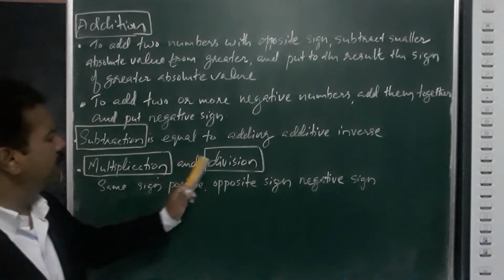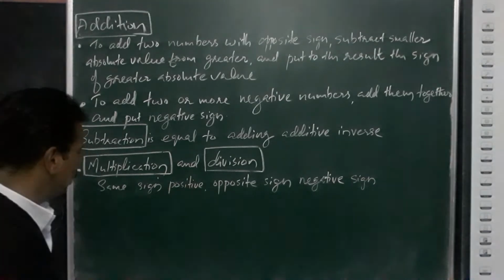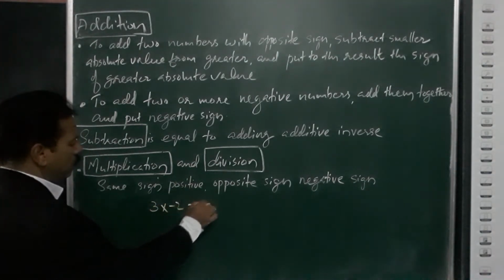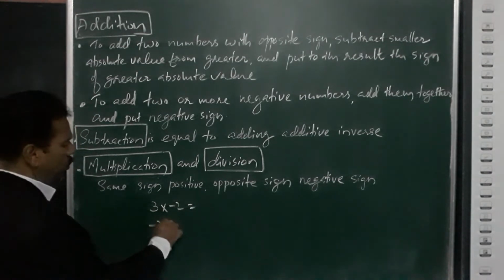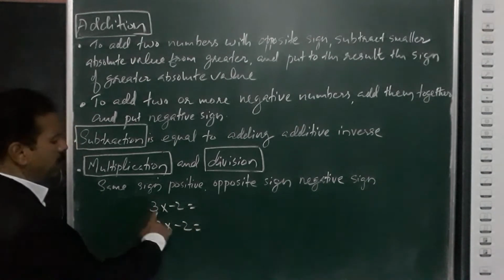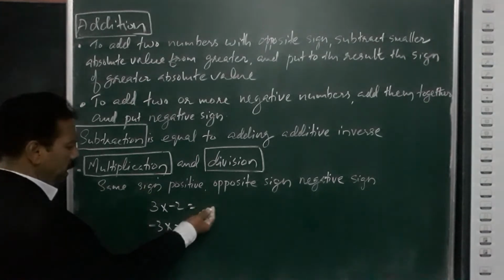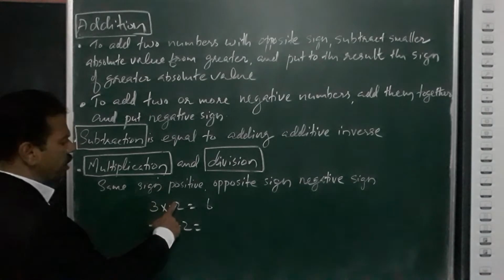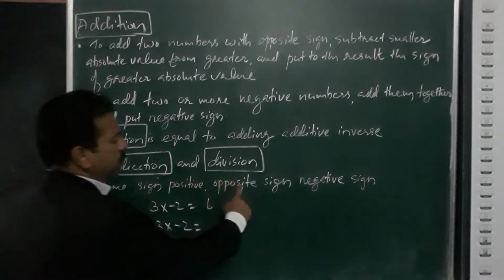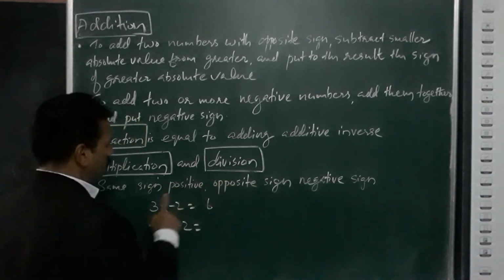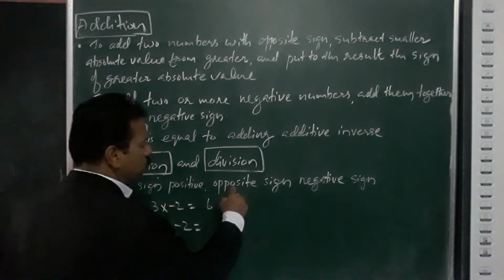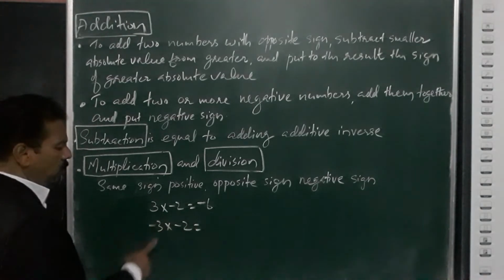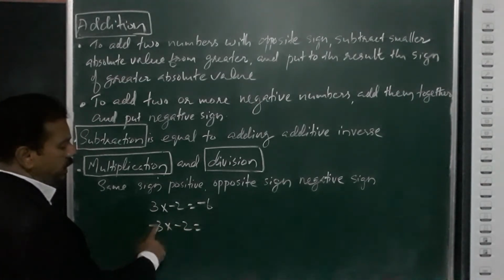Now multiplication and division. 3 into minus 2. To multiply two numbers, simply multiply: 3 into 2 is 6. One is positive, one is negative, that is opposite sign, so the product will be negative. Same sign, both positive or both negative, the product is positive.